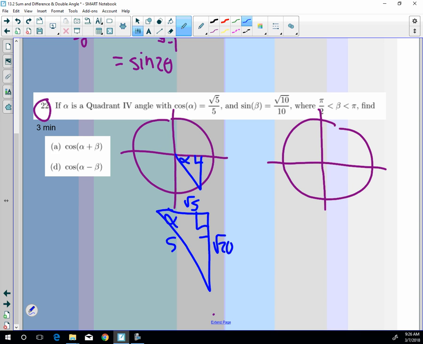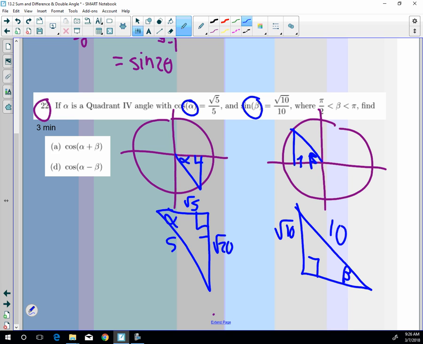In quadrant 2, you've got this. This is going to be beta. Okay? 2 angles, 2 triangles. So this triangle is going to be in quadrant 2. Okay? The sine is opposite over hypotenuse. And this is going to be square root of 90, I think. Okay? From this, now you take these formulas, cosine alpha plus beta. Was that the coco CC one?